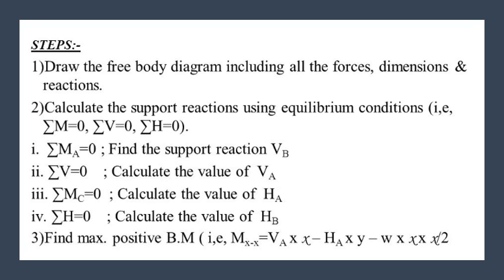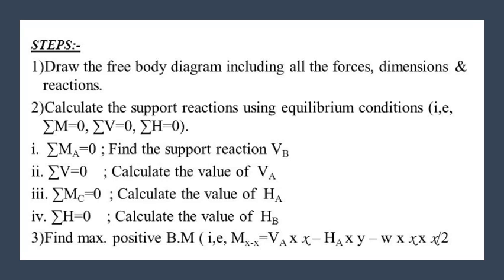Again, we have to apply the condition sigma MC is equal to 0, that is, the moment about the hinge at the crown is equal to 0. So we find out the horizontal reaction. Then by applying sigma H is equal to 0, we can find out the other horizontal reaction. If the supports are at the same level and there are no other horizontal forces, then HA would be equal to HB.